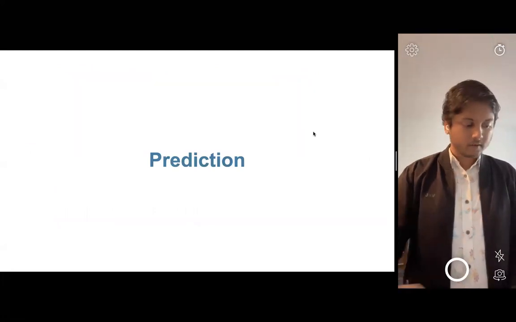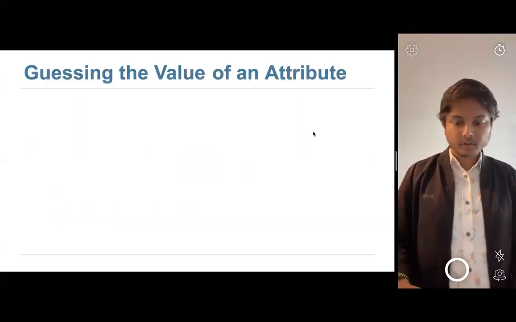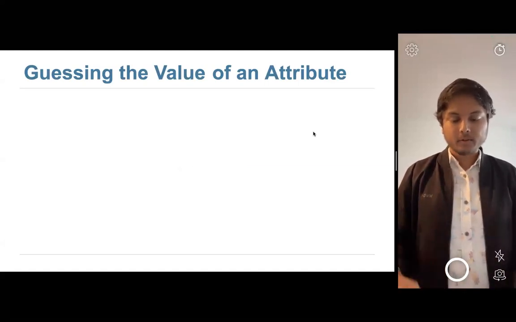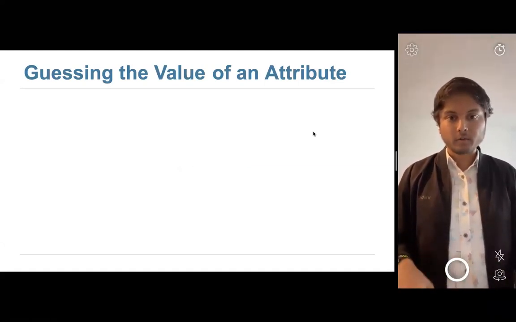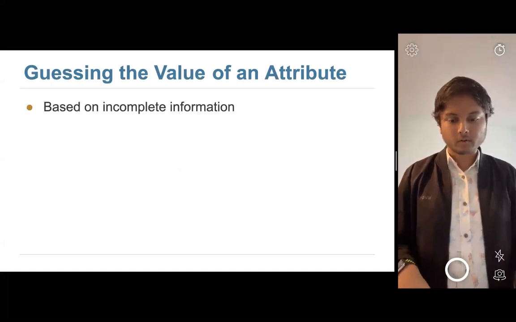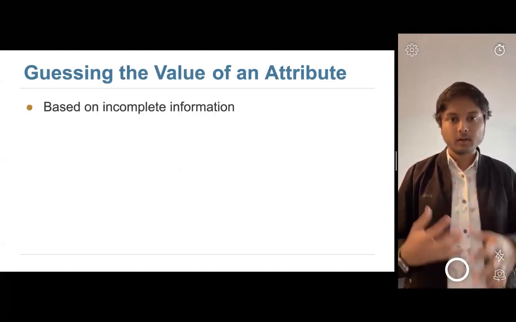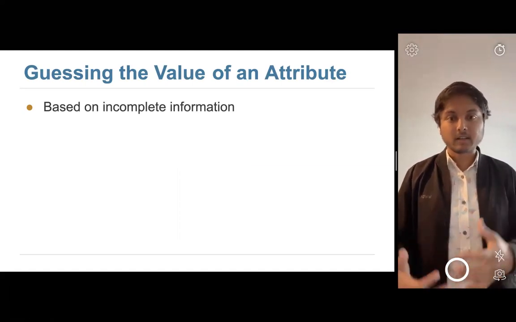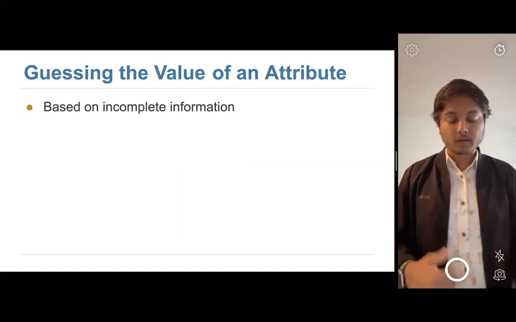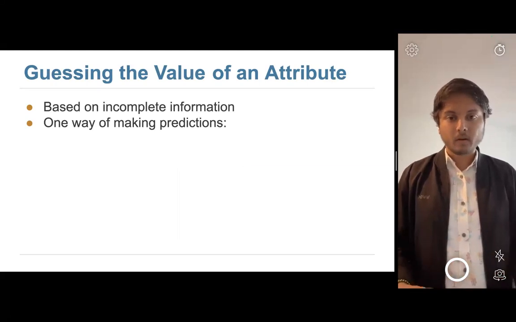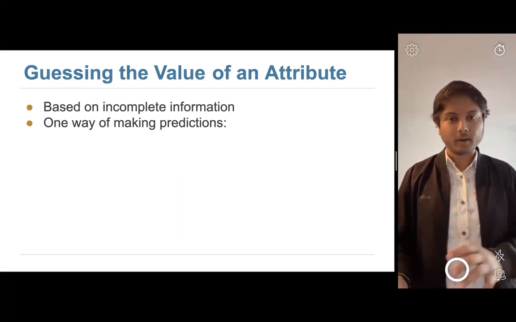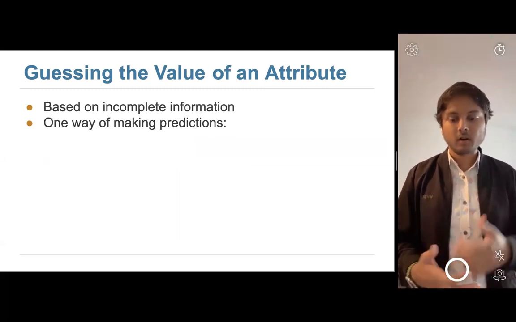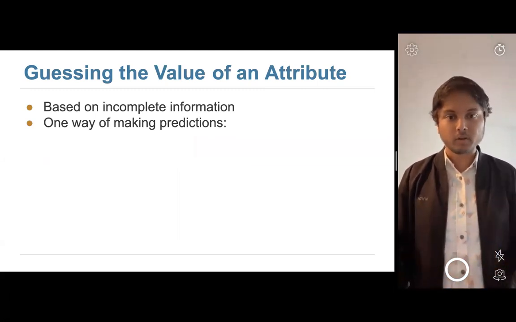Cool. All right, so now let's get on to classification. Let me go over prediction really quickly. I think we've talked about this earlier in the course as well. The basic idea is, in statistics or data science, prediction is about guessing the value of some attribute based on incomplete information. It's not necessarily about predicting something in the future. That's not really what prediction means. Prediction just means trying to guess the value of an attribute based on incomplete information.